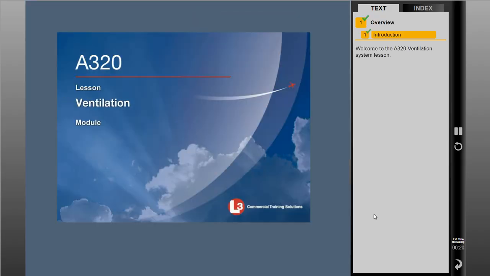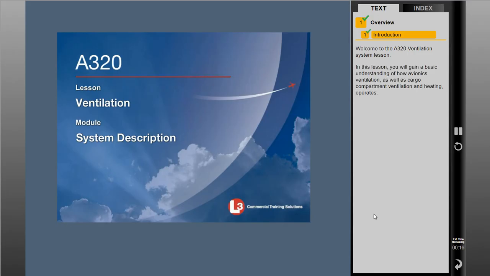Welcome to the A320 Ventilation System lesson. In this lesson, you will gain a basic understanding of how avionics ventilation, as well as cargo compartment ventilation and heating, operates. You will also learn how to control and monitor the ventilation system using its associated overhead panels and the SD.